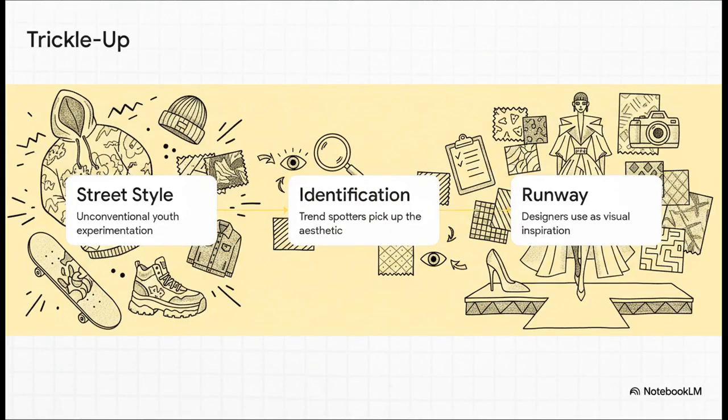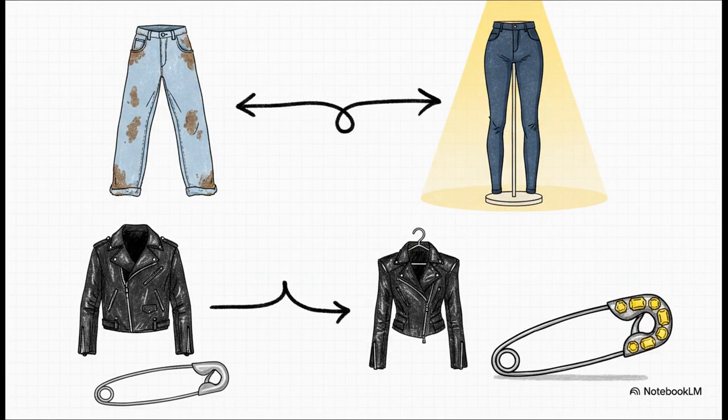So this upward flow happens in a pretty clear sequence. It kicks off with rebellious or unconventional youth experimenting with their street style. Then professional trend spotters step in, they identify the aesthetic and realize it's an actual, culturally significant movement. Finally, that look serves as direct visual inspiration for major designers, who take it and elevate it right onto the exclusive high-fashion runway. And history gives us some fantastic examples of this theory in action.